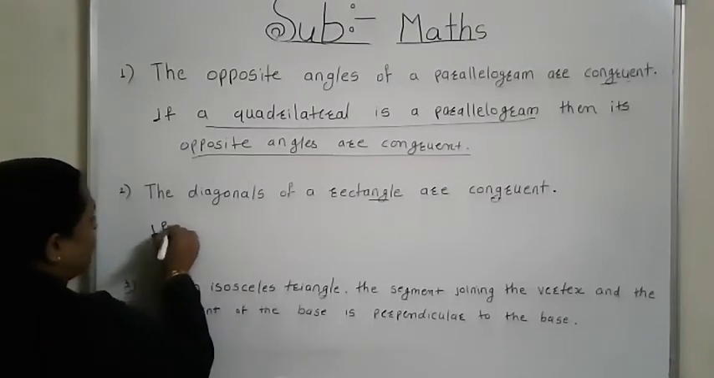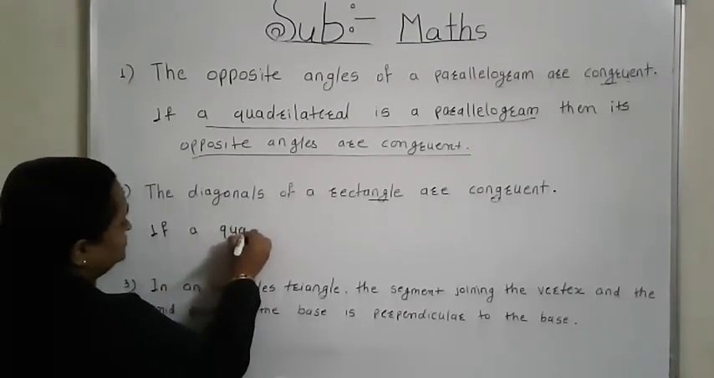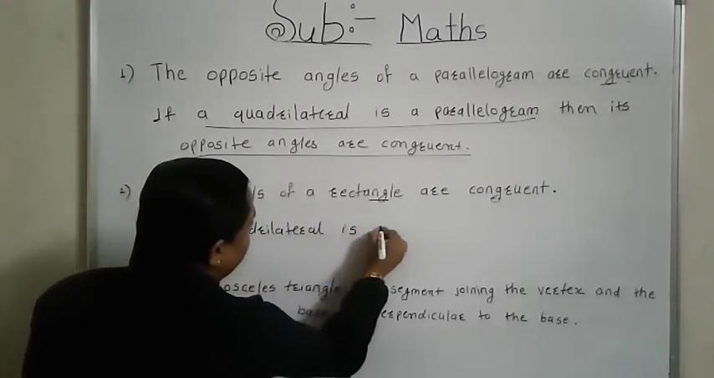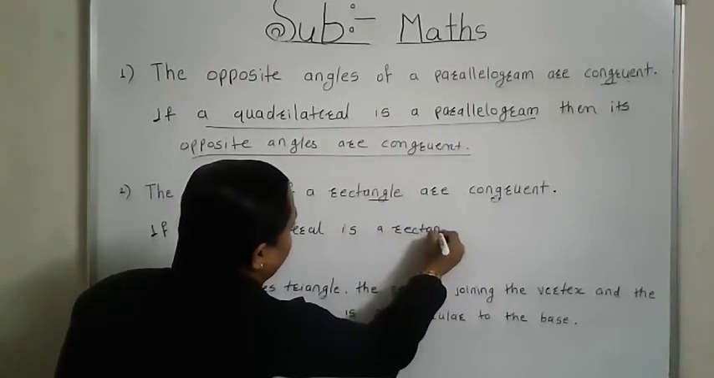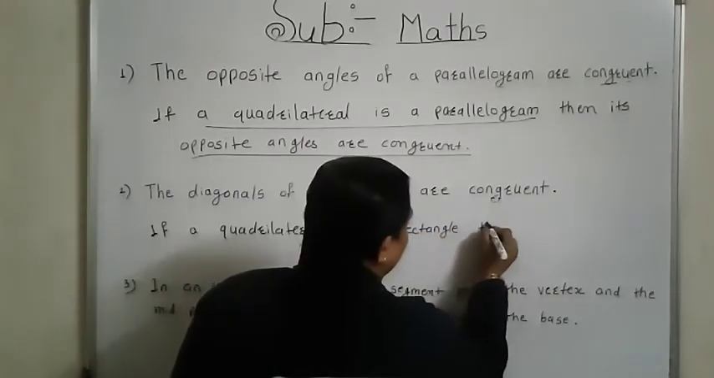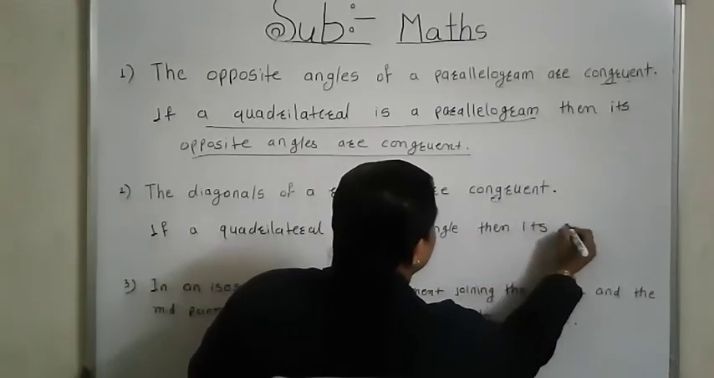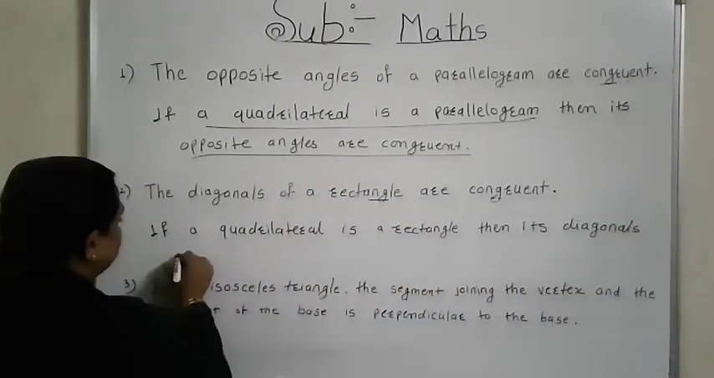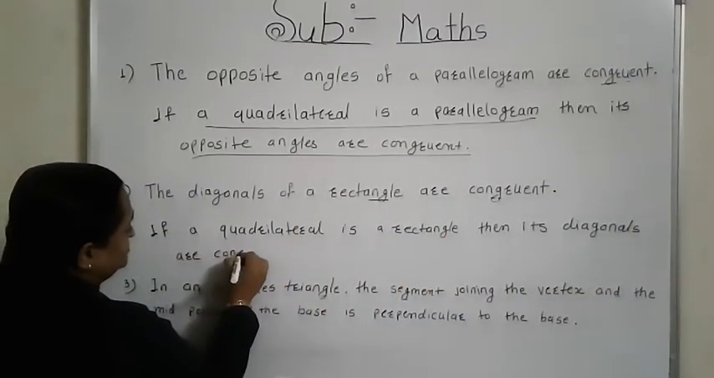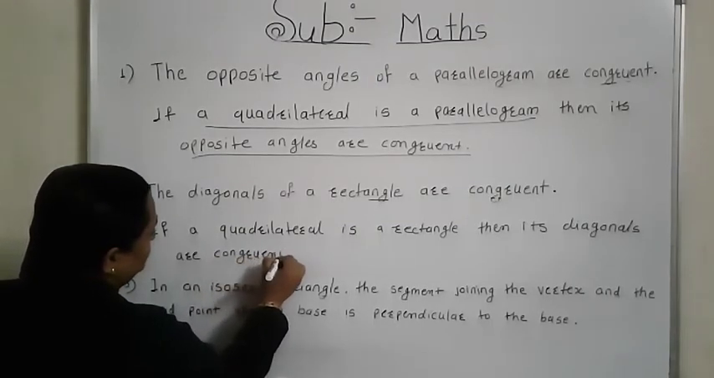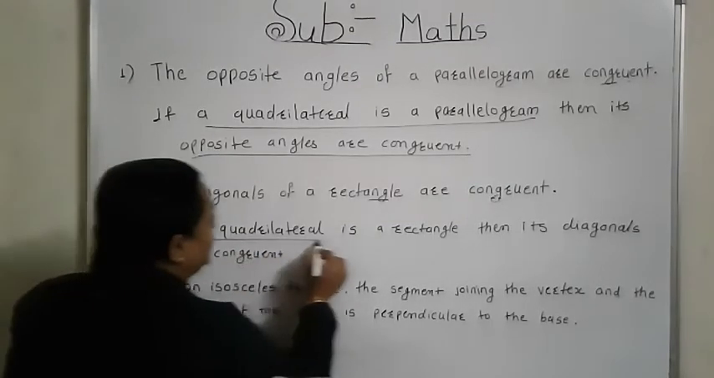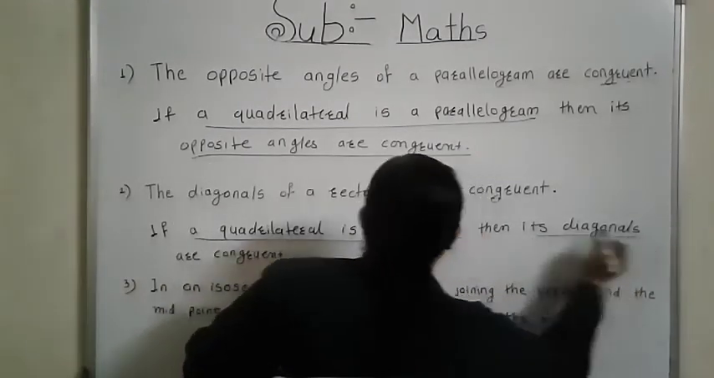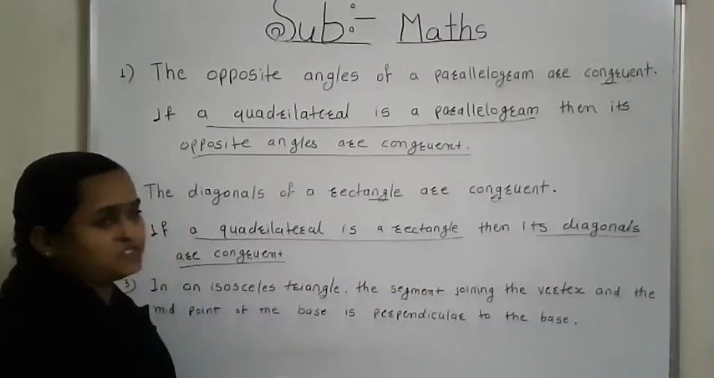Now second question is given in that the diagonals of a rectangle are congruent. Now in this again if-then form we will write if a quadrilateral is a rectangle, then its diagonals are congruent. Now in this, a quadrilateral is a rectangle, this is antecedent, and its diagonals are congruent, this is consequent.